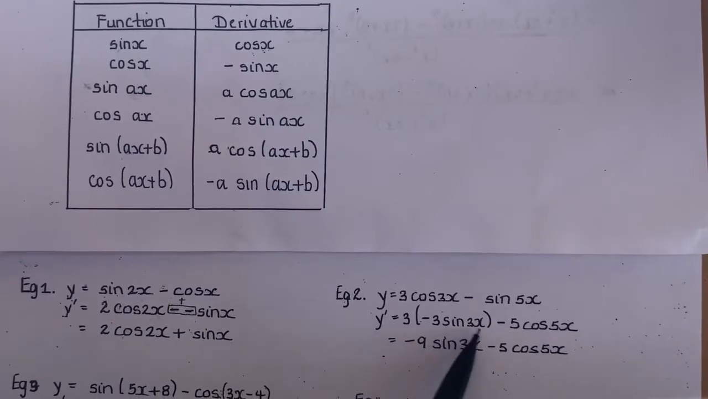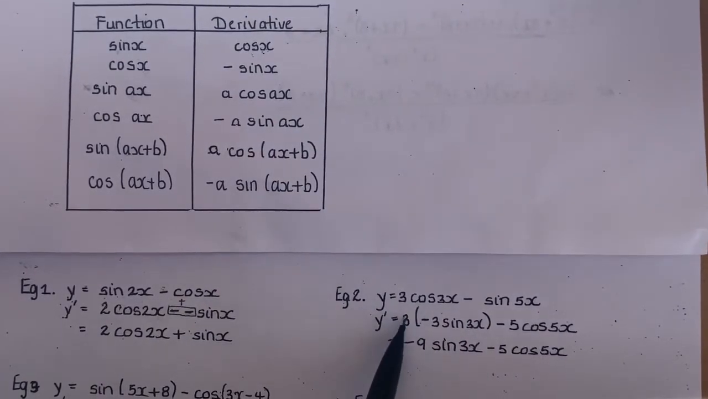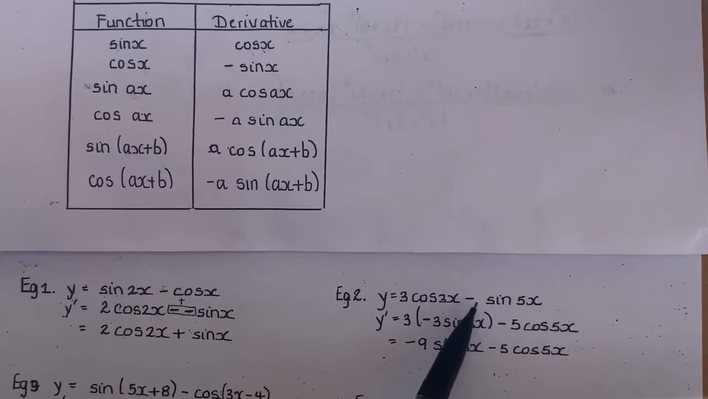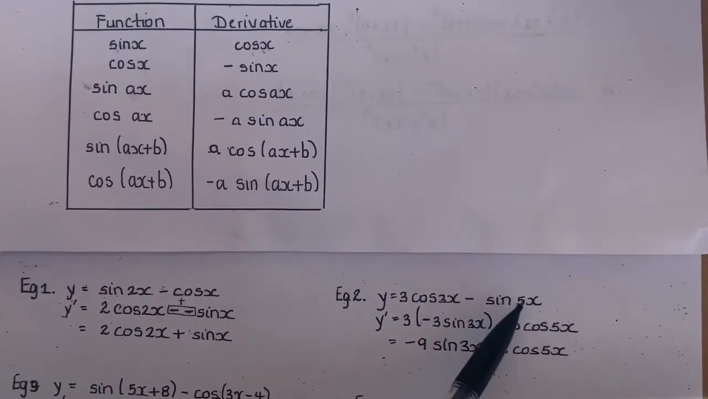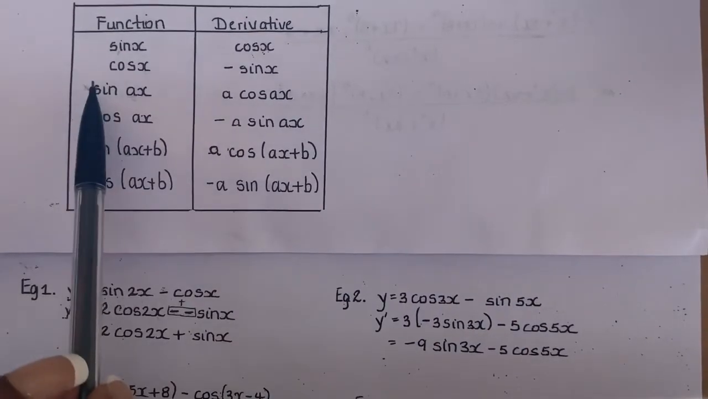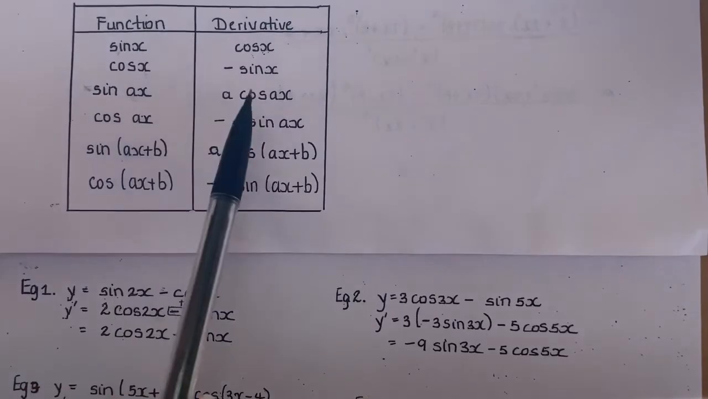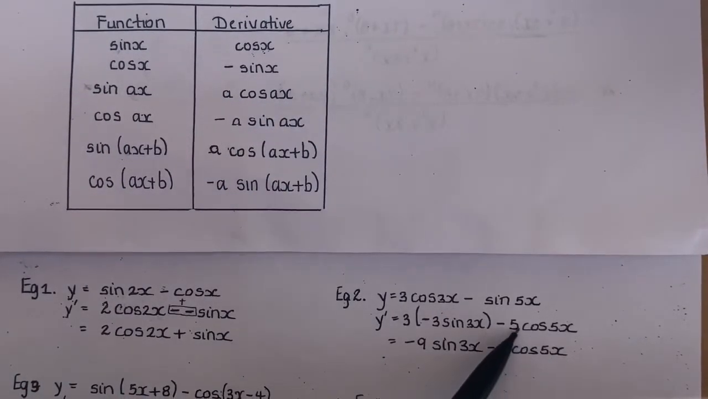As you see, we have that here in brackets. So that answer will simply be multiplied by this coefficient outside, the 3. So it's 3 times that answer. The negative sign goes back. Now we're at sine 5x, which is in this form. So for sine 5x, we'll get 5 cos 5x, as you see here.